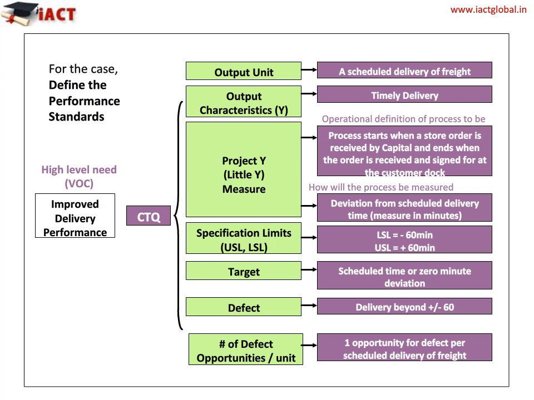Specification limits, for example, USL and LSL. LSL equals negative 60 minutes. USL equals plus 60 minutes. Target is scheduled time, or 0-minute deviation. Defect is delivery beyond plus or minus 60 minutes. Number of defect opportunities per unit is 1 opportunity for defect per scheduled delivery or freight.